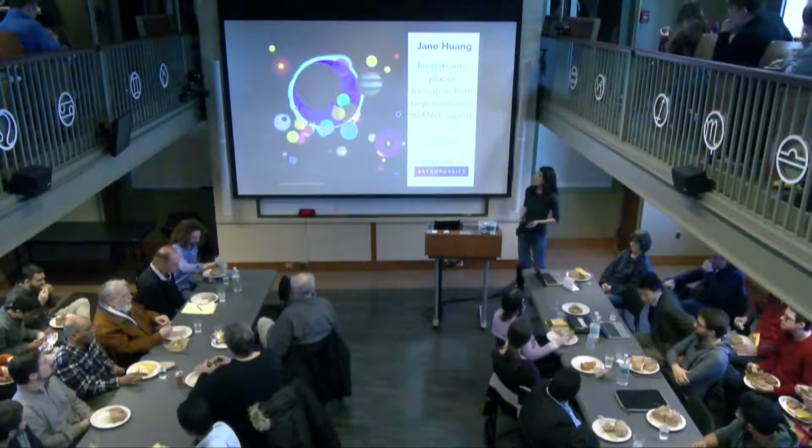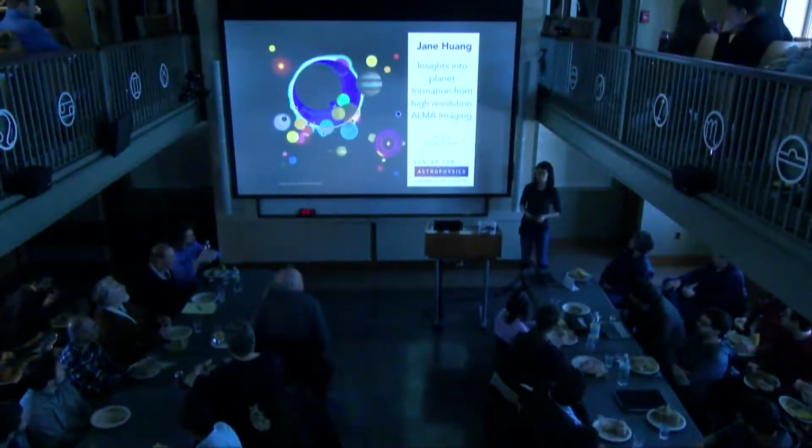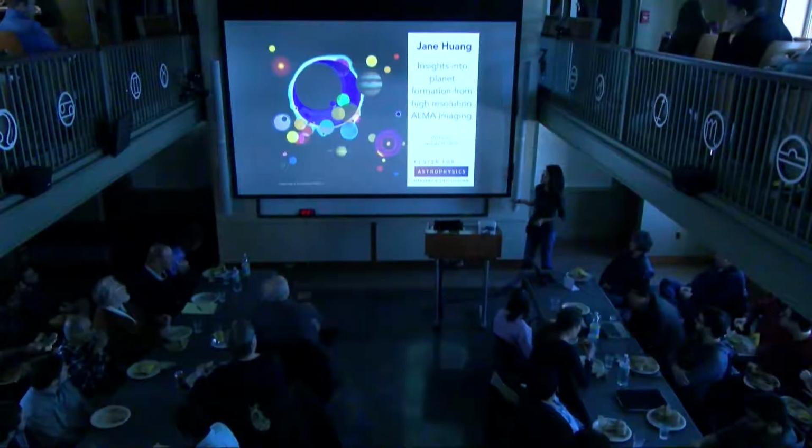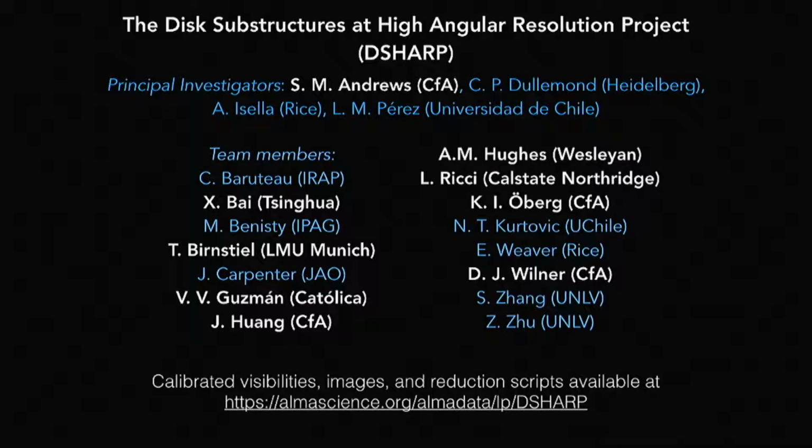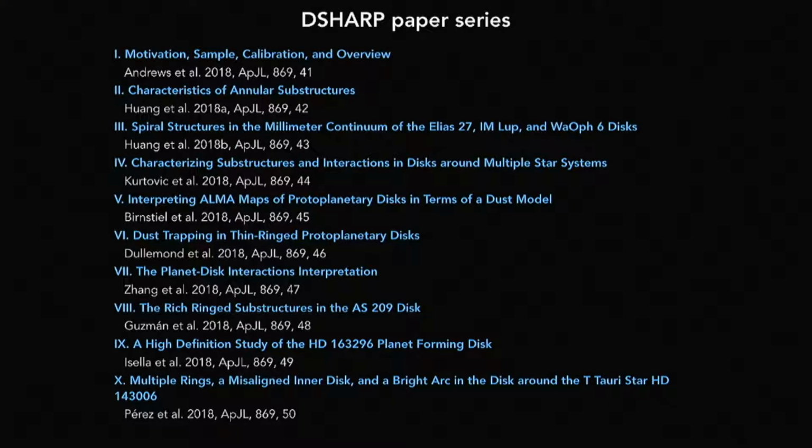Hi everyone. I'm Jane Huang, a graduate student here at the CFA, and I'll be presenting today on the first high angular resolution ALMA survey of protoplanetary disks, which we call the Disk Substructures at High Angular Resolution Project, or DSHARP for short. This is the collective effort of the people listed on this slide, which include a number of people who are currently or were recently at the CFA. If you're interested in working on this data directly, all of our data and our reduction scripts are publicly available for anyone to use on the ALMA website. And our results were recently published in a series of 10 papers in ApJ Letters last month.